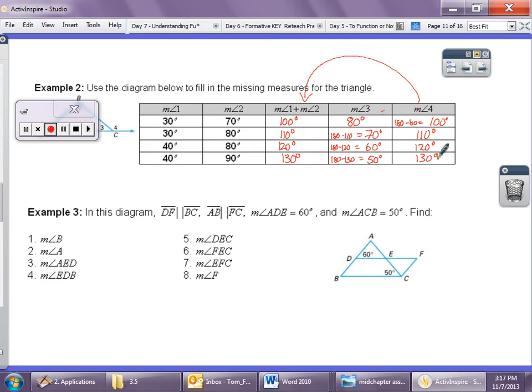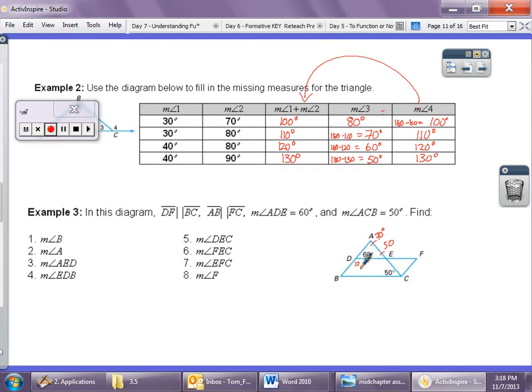So if we look at our diagram here, we want to figure out all these values. Well, the first thing we can look at is we know that DF is parallel to BC and AB is parallel to FC. So we can start naming some angles. Well, we know that this angle is 50 because these are corresponding angles. Well, 60 plus 50 minus 180, this angle is going to be 70. When we add them all together, it's 180.